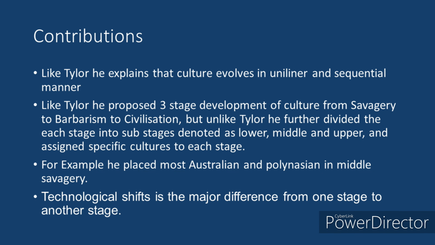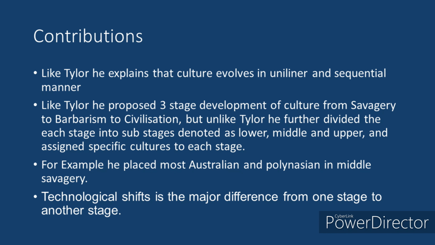I will read the sentence. Like Taylor, he proposed a three-stage development of culture from savagery to barbarism to civilization. But unlike Taylor, he further divided each stage into substages denoted as lower, middle, and upper, and assigned specific cultures to each stage. Good, right? For example, he placed most Australians and Polynesians in middle savagery. It's good to write the examples.